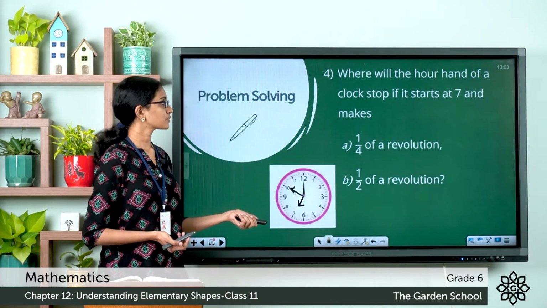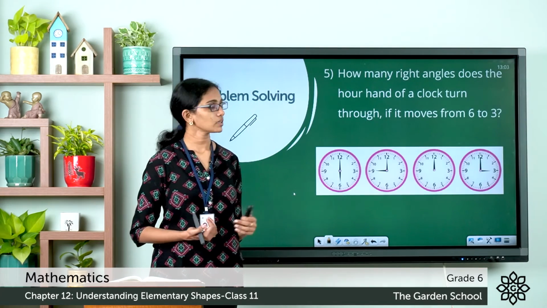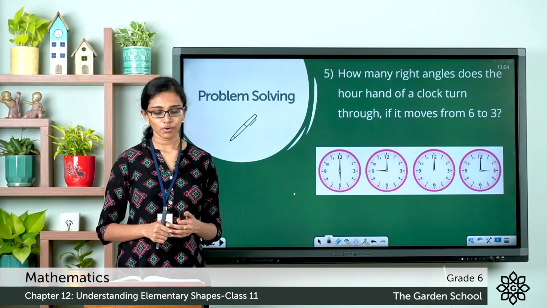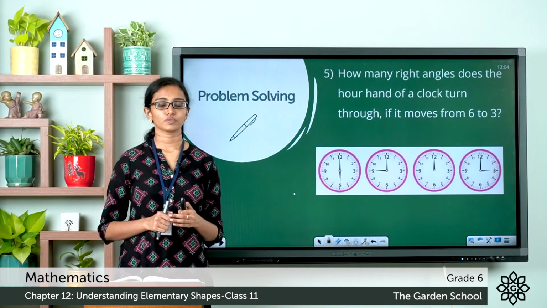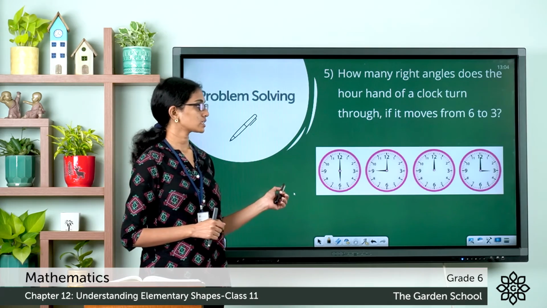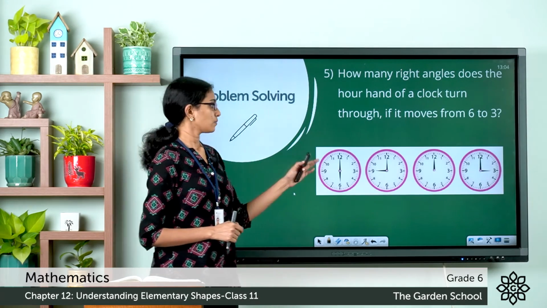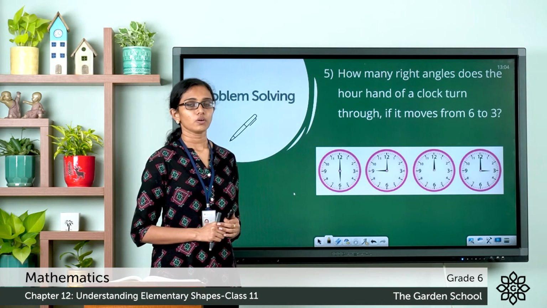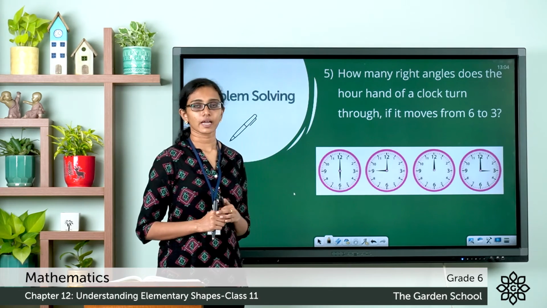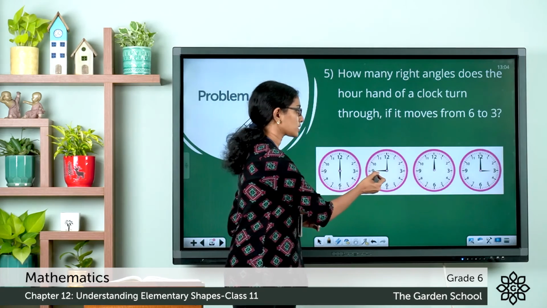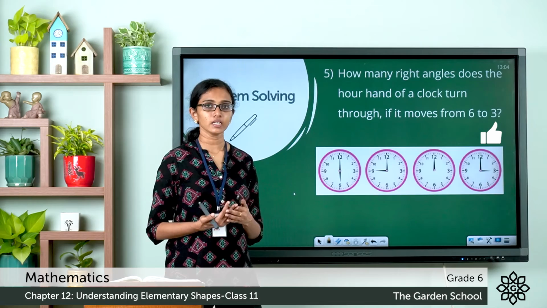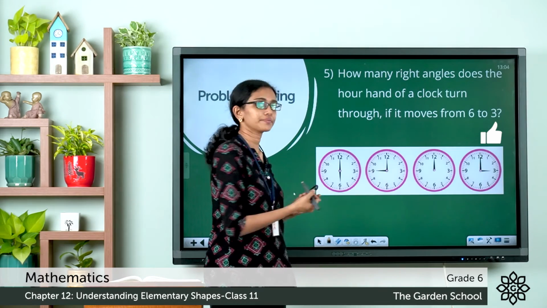Let's discuss the 5th question now. It says, how many right angles does the hour hand of a clock turn through if it moves from 6 to 3? So here you can see 4 pictures. First picture, the hour hand is pointing to 6. Now, when it covers a right angle, the hour hand will be at 9 o'clock. Now when the hour hand turns through a right angle, it will reach 9.